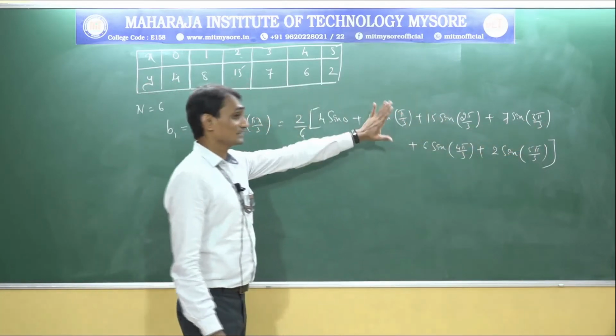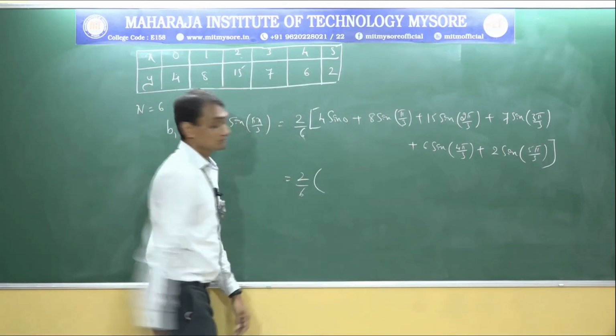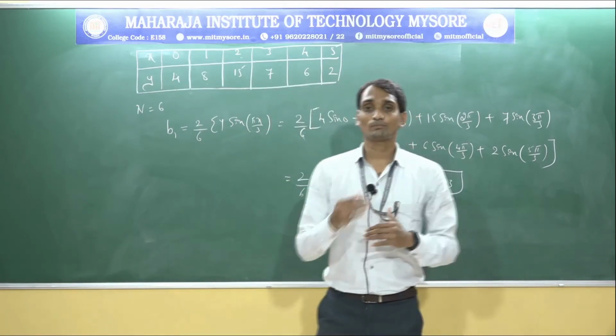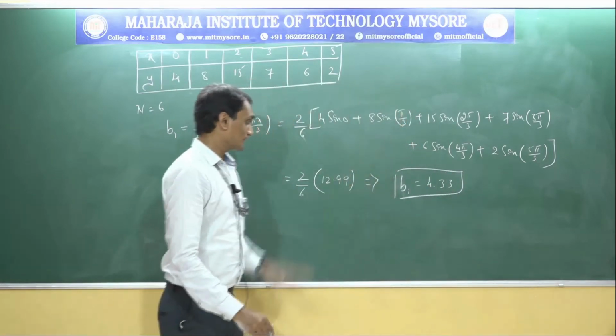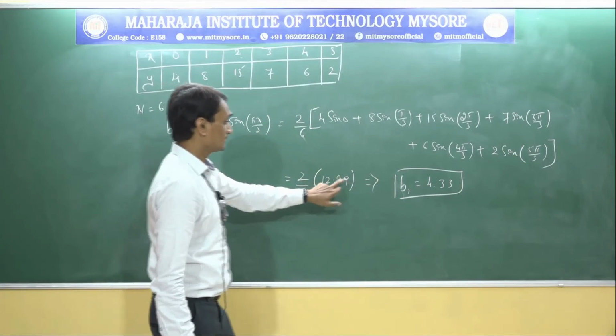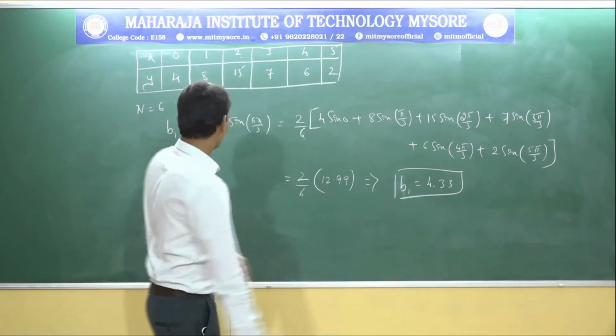Now simplify directly, calculating all the values in Calc itself. So 2 by 6 into, calculate all the values in Calc, keep it in radian form, substituting 1 by 1 values, then add all those values. We will get the value 12.99. Simplify 2 by 6 into 12.99, which implies B1 equal to 4.33. Now the last value, B2.